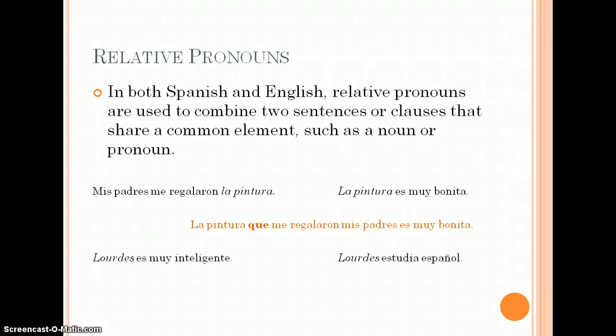Our common element can also be a person. We have two separate sentences. Lourdes es muy inteligente. Lourdes estudia español. That can be combined. Lourdes, quien estudia español, es muy inteligente.